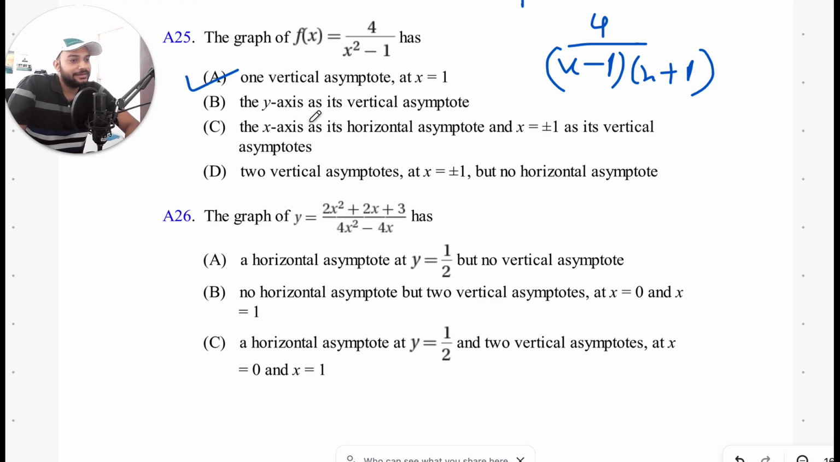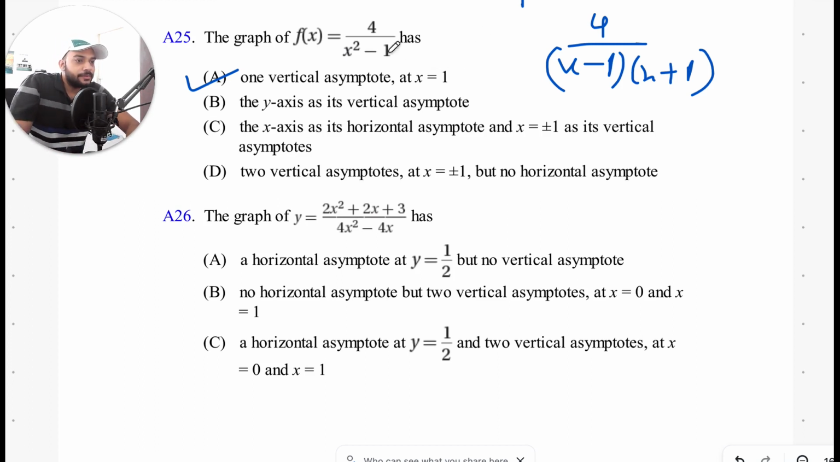This is correct. The y-axis as its vertical asymptote, wrong. No. Y-axis means x is equal to 0. That's not the asymptote. The x-axis as its horizontal asymptote, and x is equal to plus minus 1 as its vertical asymptotes. Okay, this can be checked. So for horizontal asymptote, what do we check? We check what y is approaching to, the limit of this function when x tends to infinity.